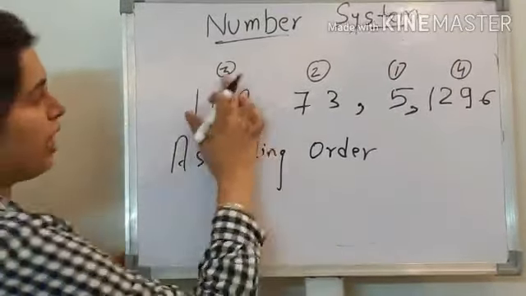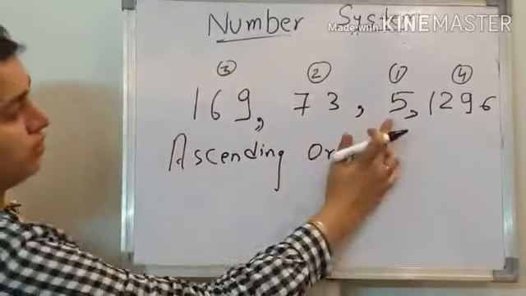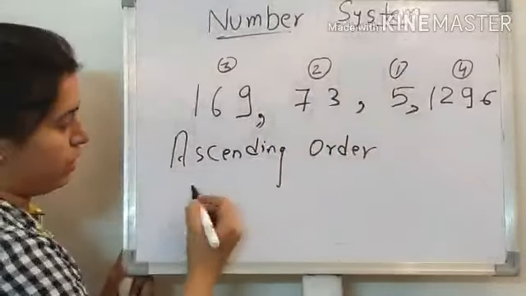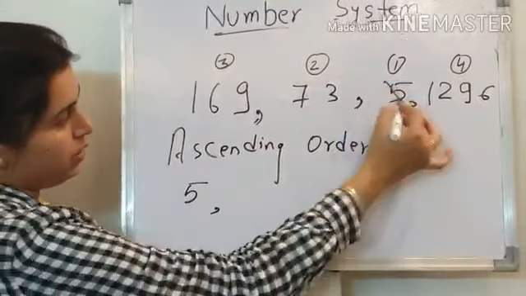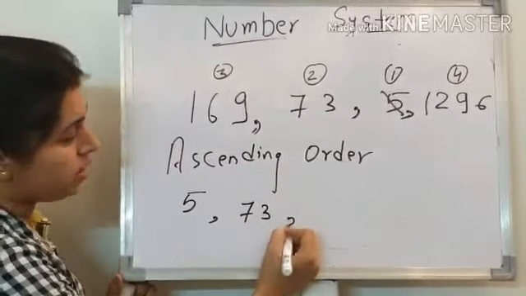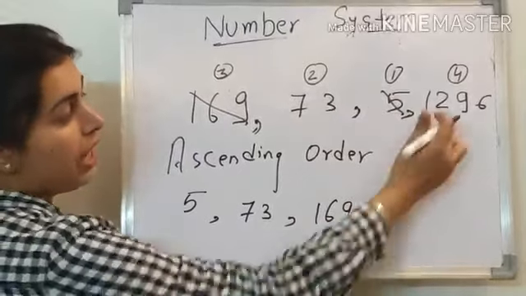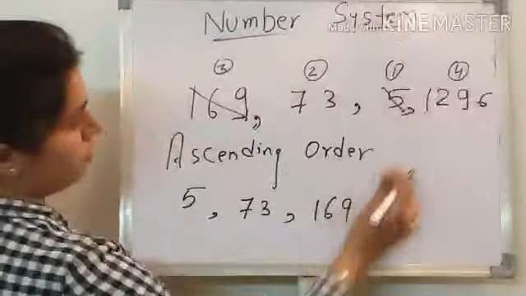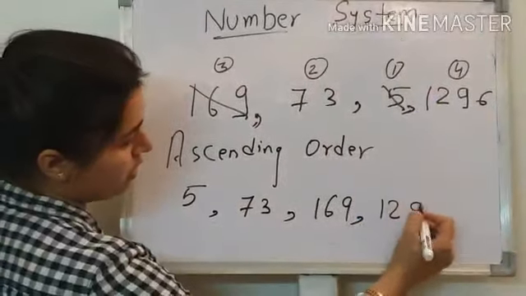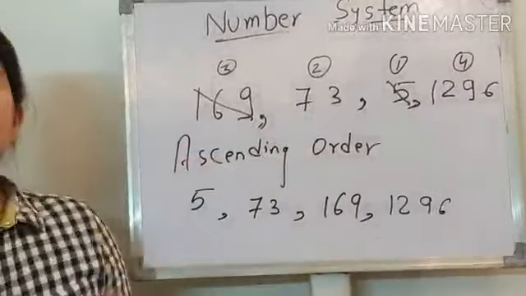Okay? Now you have written the number of digits. So which is the smallest one? 1 digit. So it will come first place. Cut it. Okay? Now number of digits 2. So 73 will come second place. Number of digits 3. So 169 will come third place. And 4 digits, 296. So this is how you arrange the numbers in ascending order.